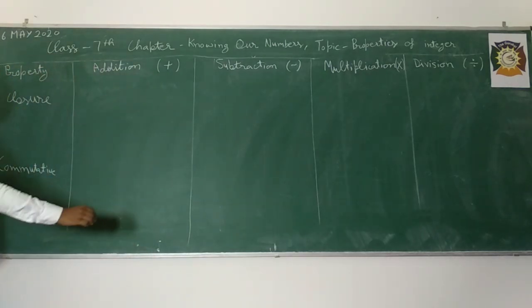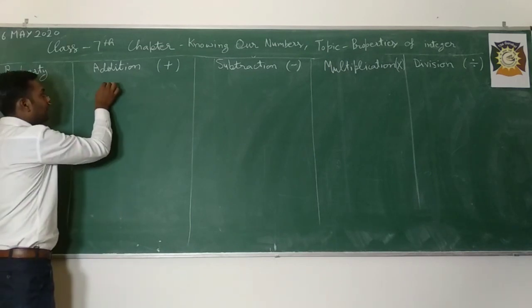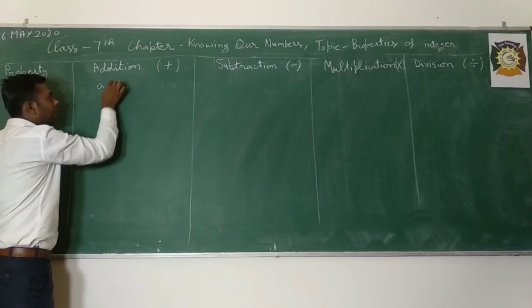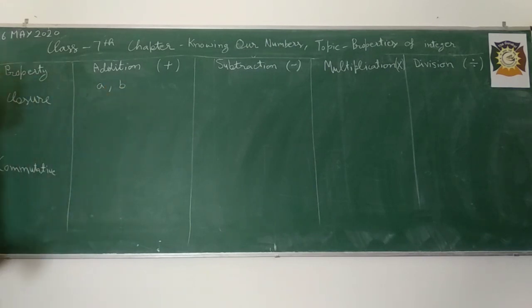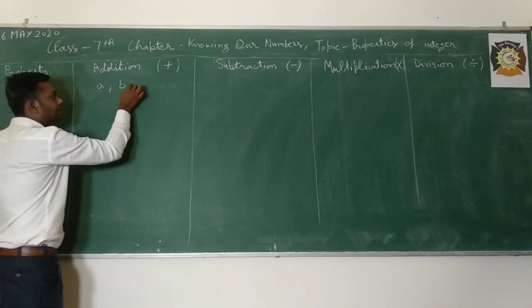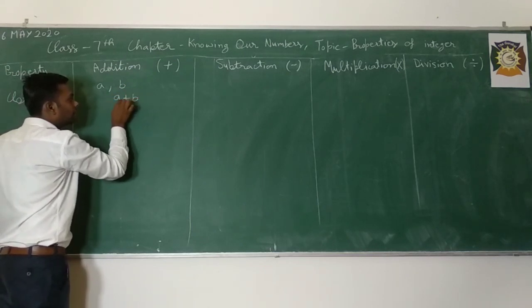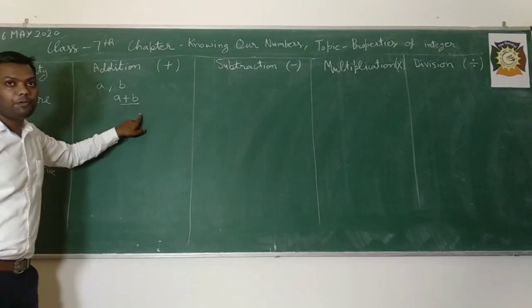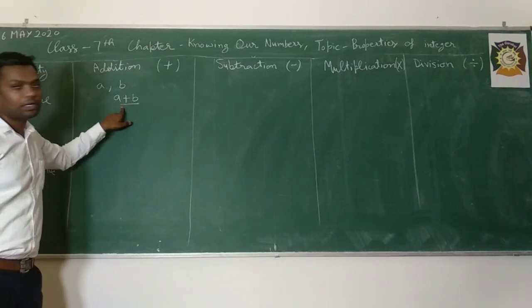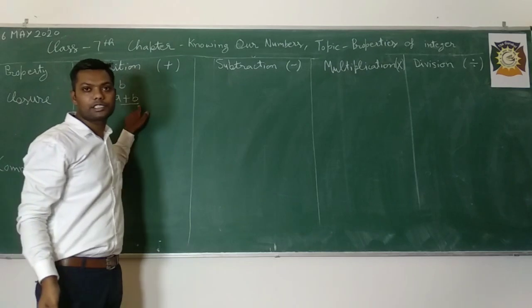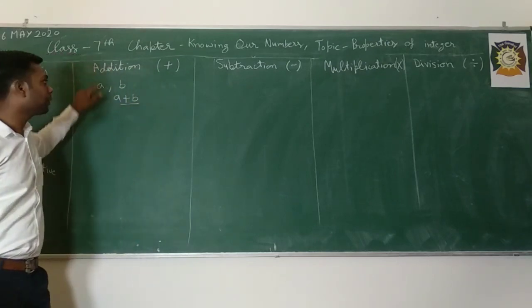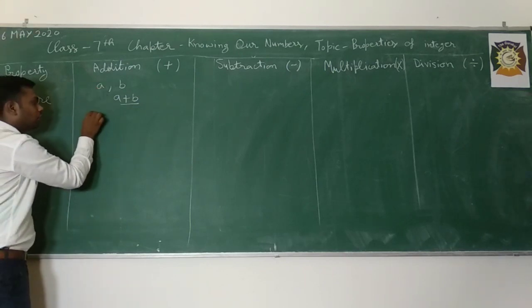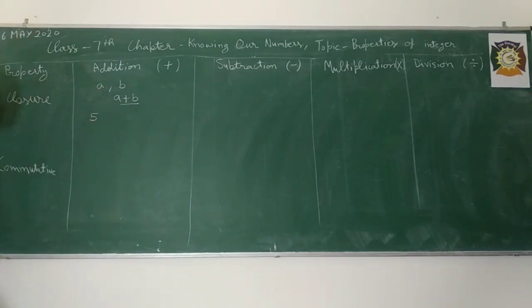First, take any two integers. Let a and b be any two integers. If we add them, a plus b, and after addition we get an integer, then we say that the closure property holds in addition. Let's see with an example. Take a equal to 5, and b equal to 7.